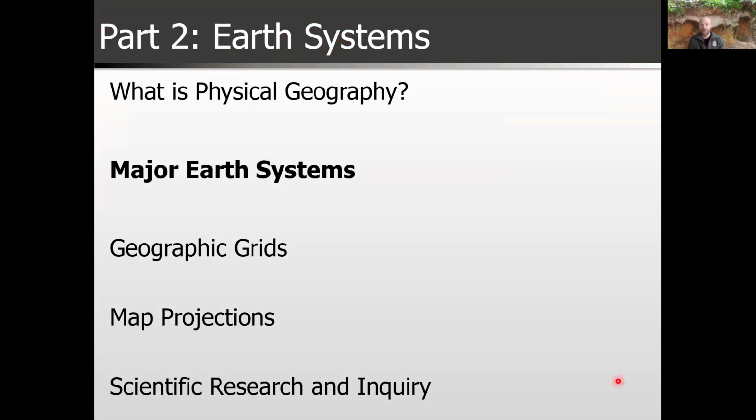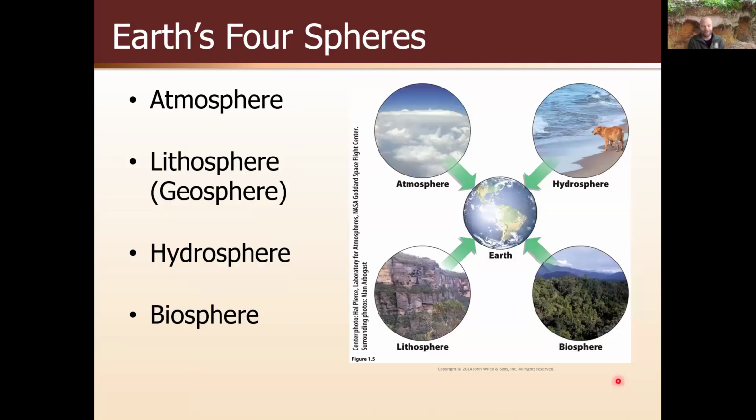All right, to emphasize the interactions here, we're going to first define what the four major spheres of the Earth system are. The four spheres are atmosphere, lithosphere, hydrosphere, and biosphere. I'm going to take a moment here to define each of these.